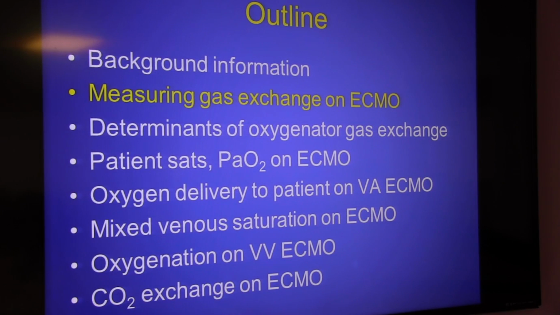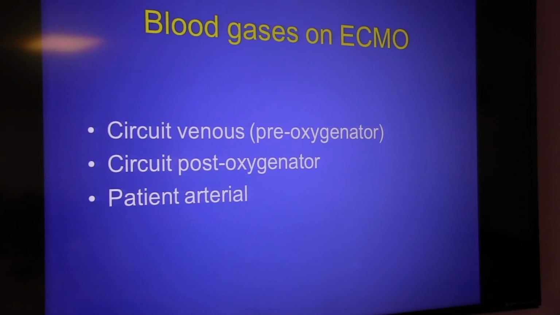Alright, so now we're gonna talk about how we measure gas exchange on ECMO. So there's a couple things. We talked about where we get our blood gases. So we measure our circuit venous gas, so our pre-oxygenator gas, our post-oxygenator gas, and then what we call our baby gas. If you don't have a baby, your patient gas. And these are all important for different reasons.